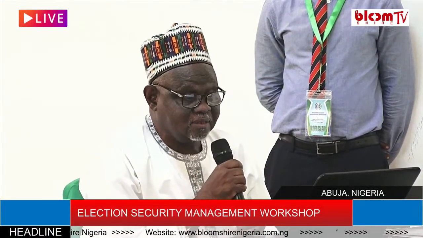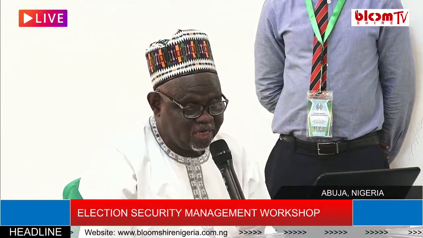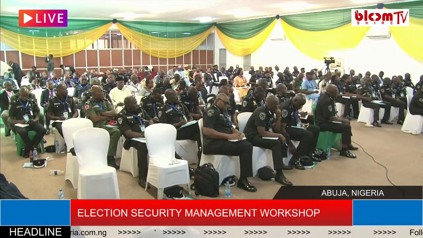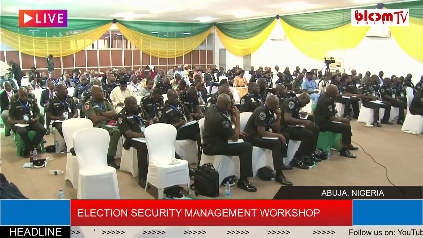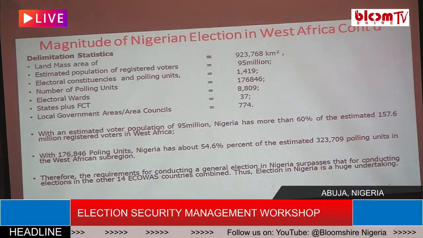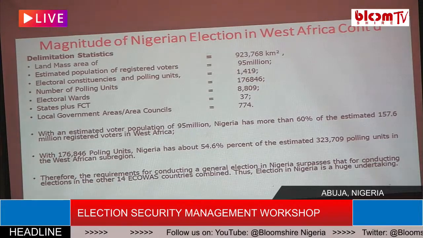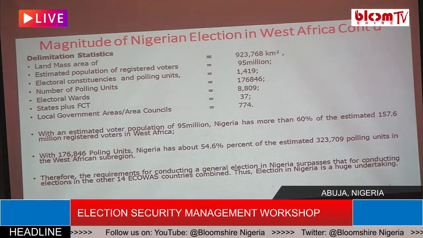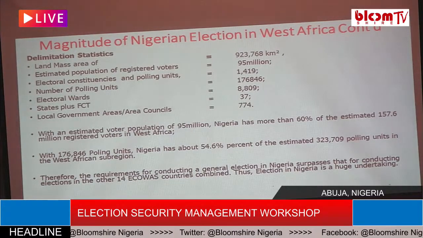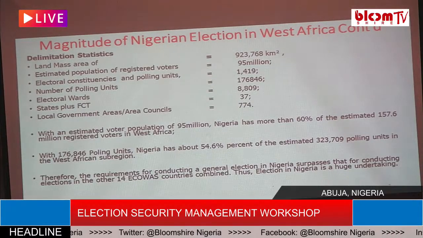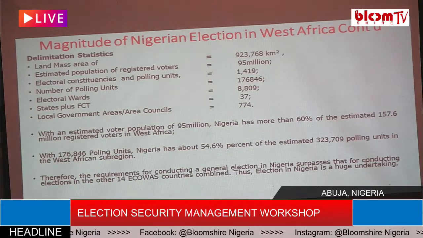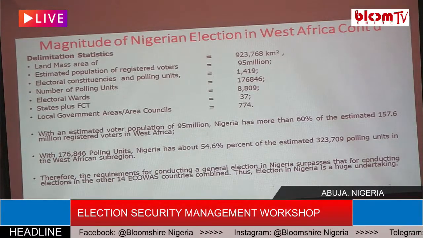Now, the process of election is going to take place nationwide, and we'll give some basic statistics to show the extent or the coverage of the elections. The landmass of Nigeria is 923,768 kilometers. The estimated population of registered voters, as we are talking now, is 95 million. We'll be a bit above it, depending on how the exercise ends.